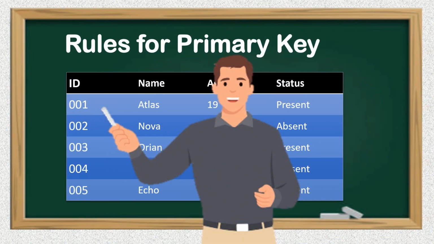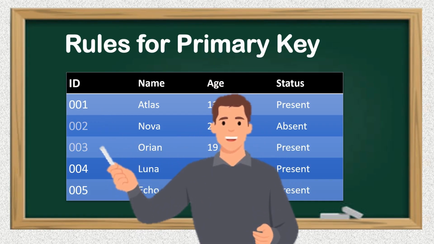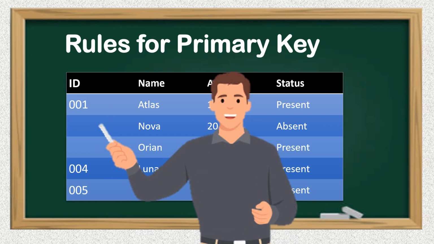There are 3 simple rules for a primary key. Every value must be unique. A value cannot be null, which means it cannot be empty. And every table can have only one primary key.